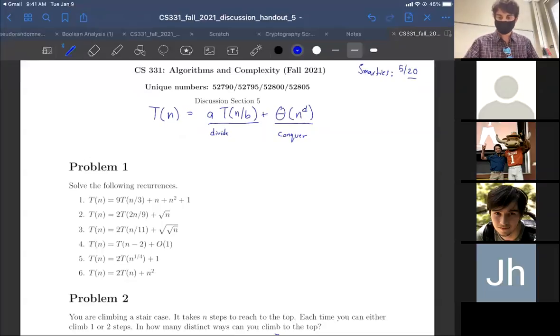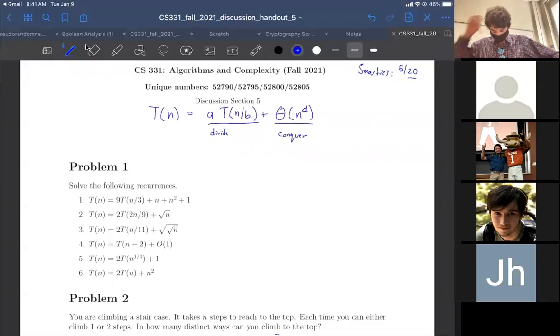Do I have my volume up? Okay. Did anyone say anything while I was talking just now, because I had my volume on mute? Someone in chat? Nope, you're good. Okay, thank you.